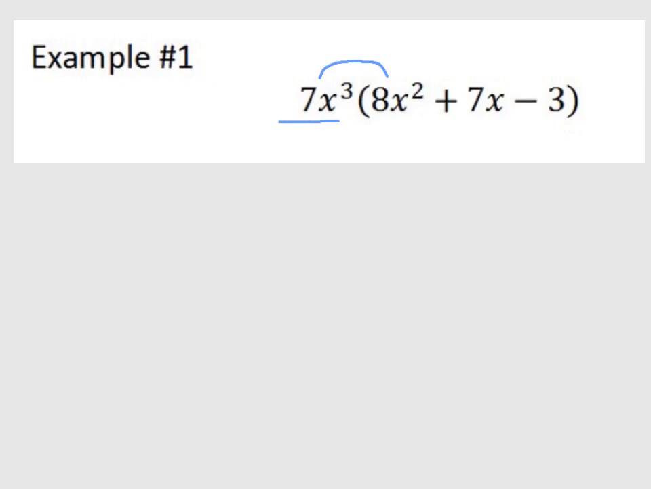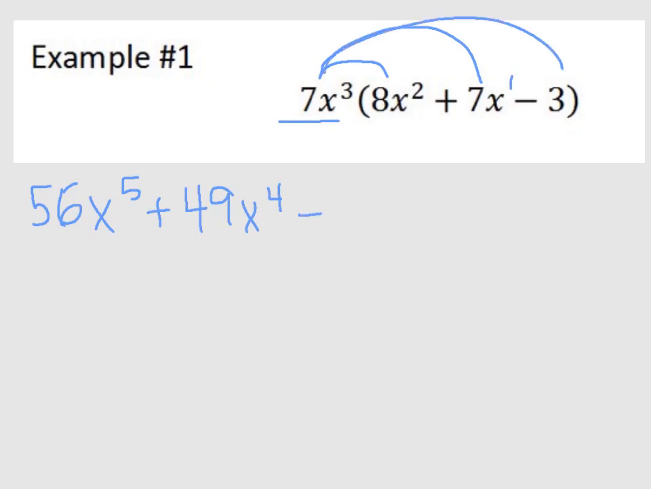So, multiplying the coefficients, 7 times 8 makes 56. But then the exponents, I have x to the power 3 and x to the power 2. And I'm really going to add those. I'm going to go 3 plus 2 to get x to the power 5. Now I need to take the 7 times the second term. So 7 times 7 makes 49. And if I add the exponents, I have 3. And then this is like a 1. So I have 3 plus 1 makes x to the power 4. And lastly, 7 times negative 3 makes negative 21. And the x to the power 3 tags along.